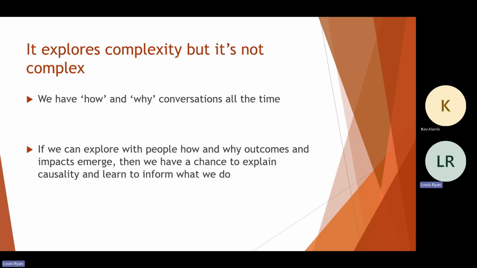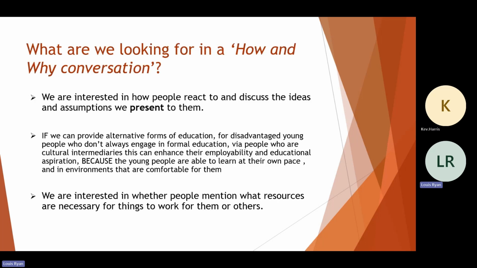Yeah. And I think we've got an example here of an assumption of how a program might work, that we're going to try and break down into how we might ask some questions and have a how and why conversation around this. For those that might just listen, I'll read it out. If we can provide alternative forms of education for disadvantaged young people who don't always engage in formal education, via people who are cultural intermediaries, we can enhance their employability and educational aspiration, because the young people are able to learn at their own pace and in environments that are comfortable for them.